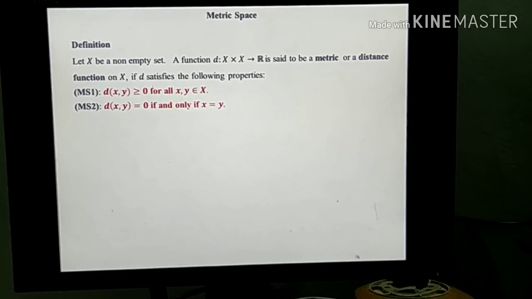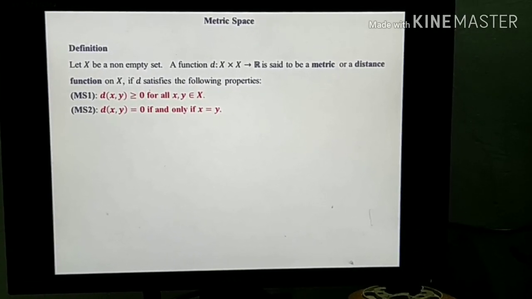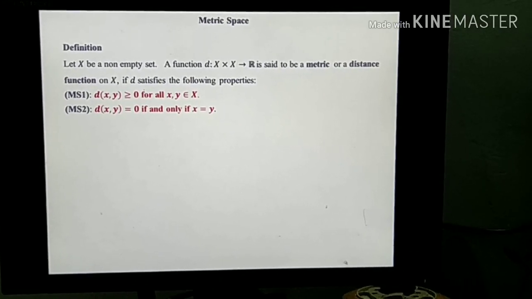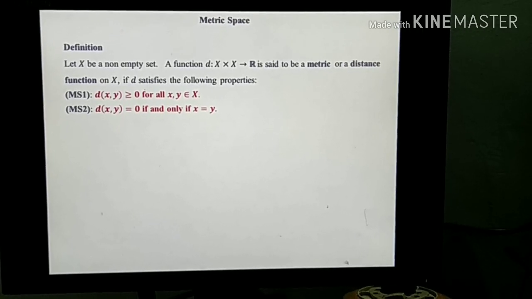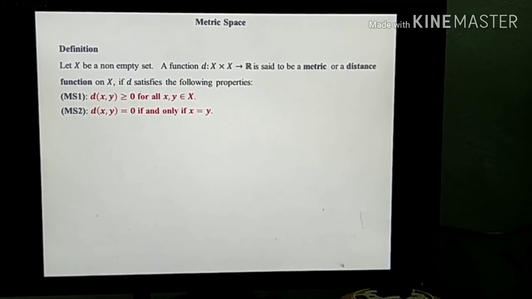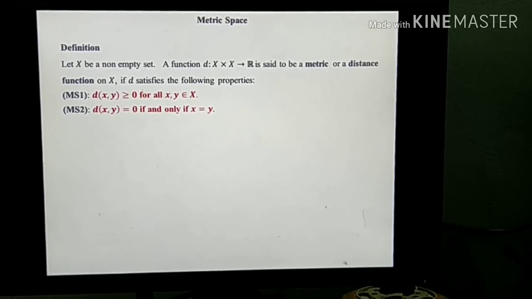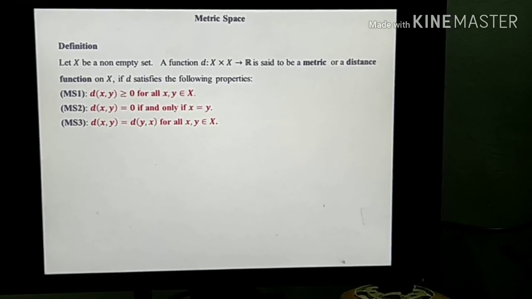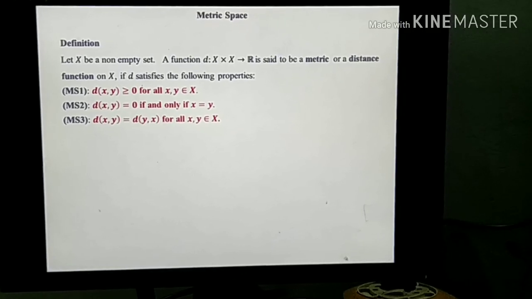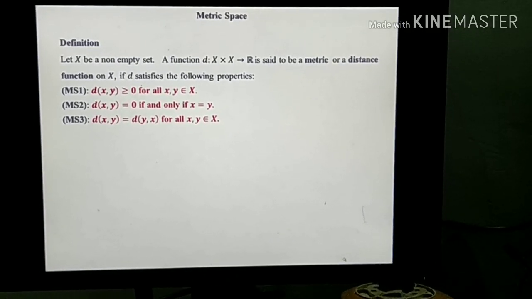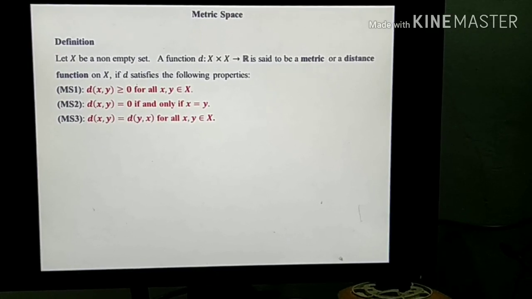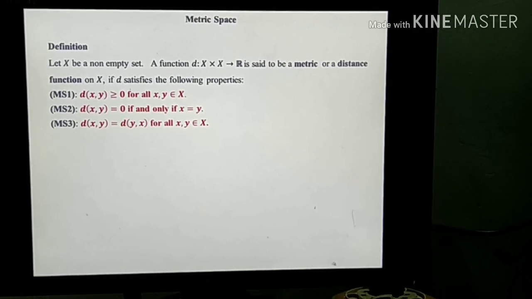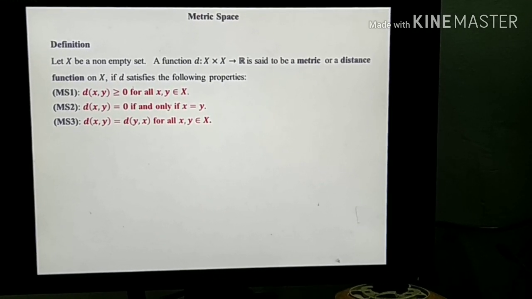Second property is d(x,y) is equal to 0 if and only if x is equal to y. That means the distance between two elements is 0 if and only if those two elements are identical. This second property is also called the identity property. Third property is d(x,y) is equal to d(y,x) for all x, y belongs to X. That is, the distance between any two elements taken in any order is the same. That's why this property is called the symmetry property.